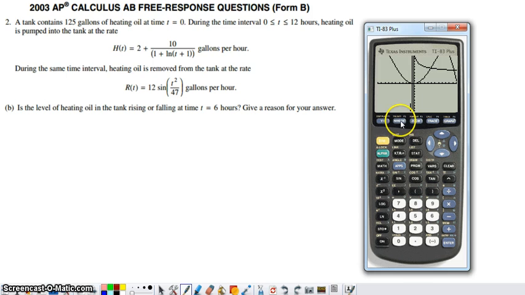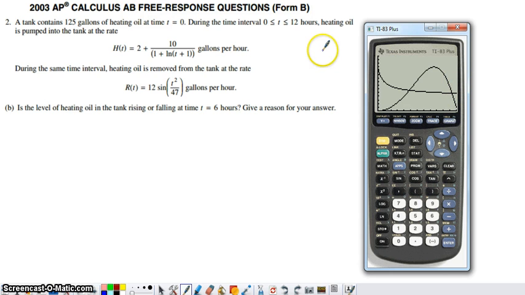I'm going to manipulate my window settings a little bit more as well here. So we don't need to concern ourselves with any negative values of x or values of t. So I'm going to start this at 0. And these rates of change are both positive. So I'm going to change that to 0. And I think I'm going to change this to 15 just so we can see up a little bit higher than we could before. So we look at this graph, and this is the graph that represents the rate at which oil enters the tank. And then this is the graph that represents the rate at which water leaves. Why do I keep saying water? The rate at which heating oil enters the tank.